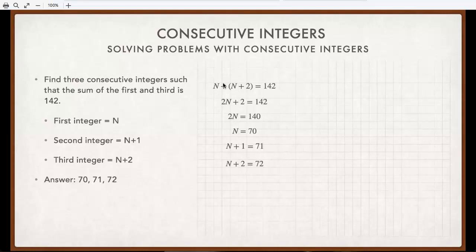We can check our work here by taking the first and the third and adding them together. 70 plus 72 equals 142, and in fact it does. Let's look at a more complicated one.